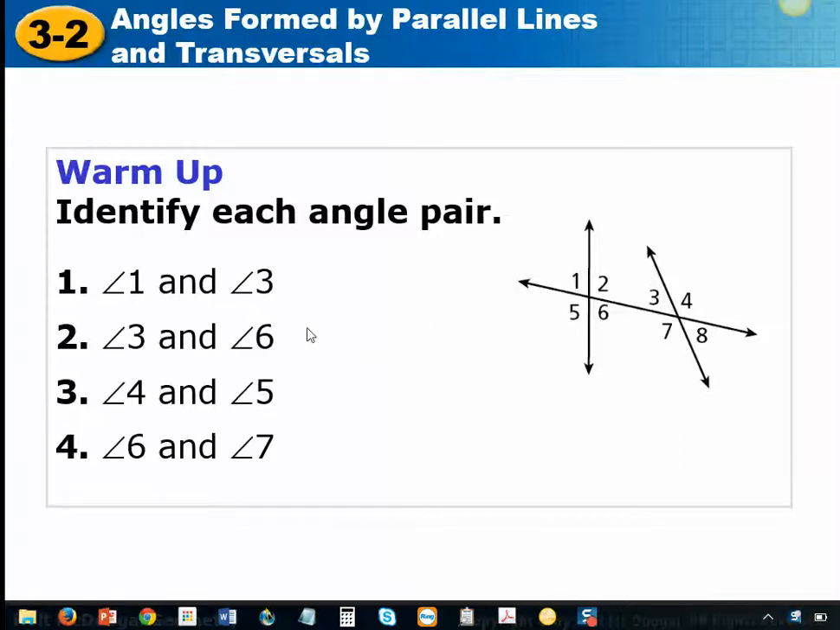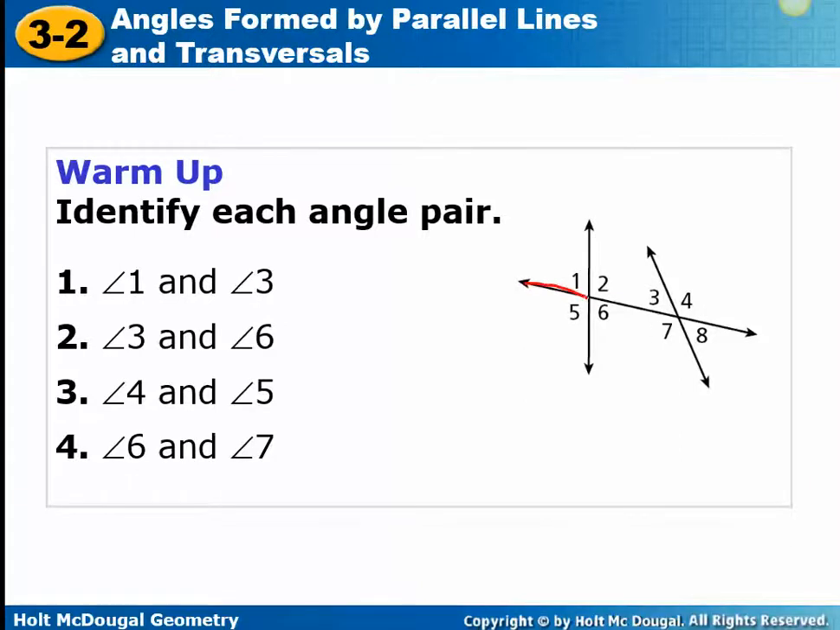So you should be able to tell me angle 1 and angle 3. You should be able to tell me what you would call those. What would you call angle 3 and angle 6? What would you call angle 4 and angle 5? And what would you call angle 6 and angle 7? Assume that this is the transversal right here, T. Okay, so you go ahead and answer those and then check your answers.